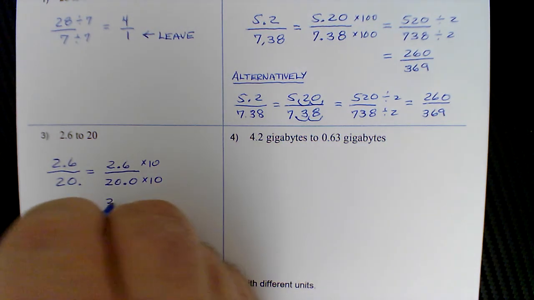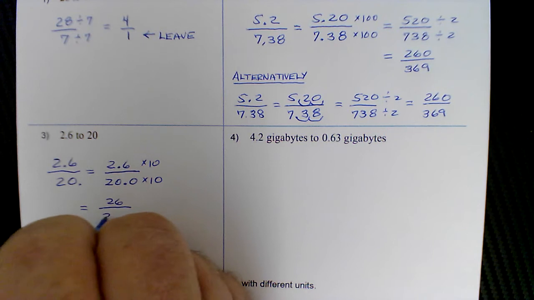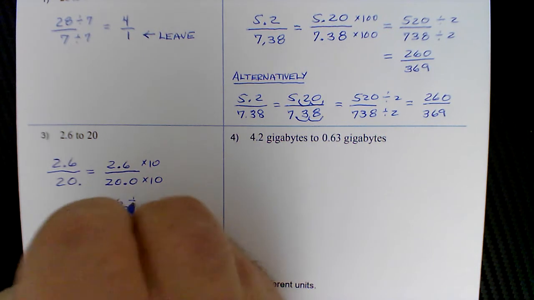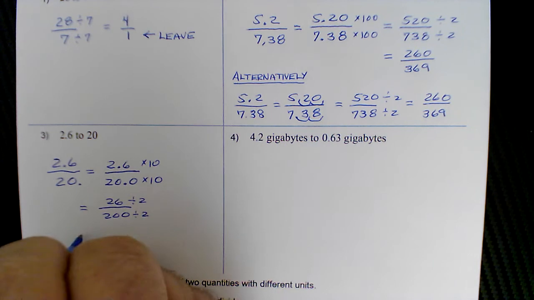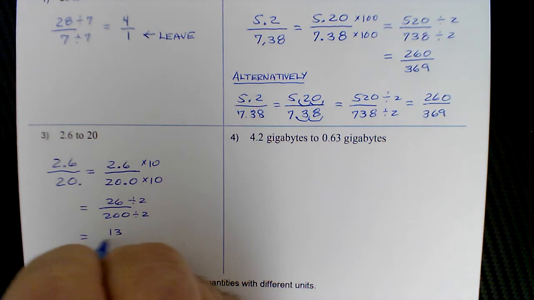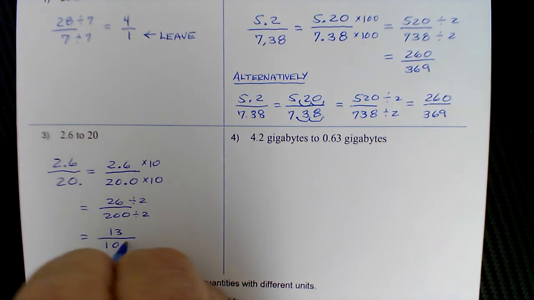And that gives 26 over 200, and then you could reduce that. Again, I'm going to divide by 2, and we get 13 over 100.